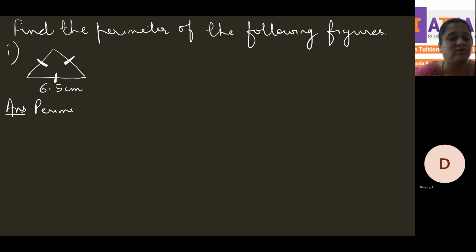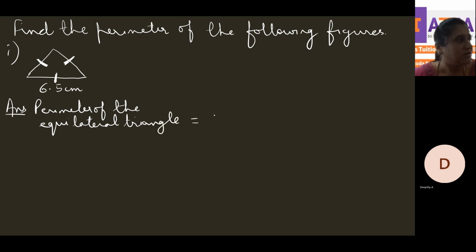Perimeter of the equilateral triangle. Why equilateral triangle? Because all the three sides are equal. Is equal to 6.5 plus 6.5 plus 6.5, right? So you can also write 3 into side, because all the three sides measure 6.5 centimeters each. So you can write 3 into side units. So that is 3 into 6.5.